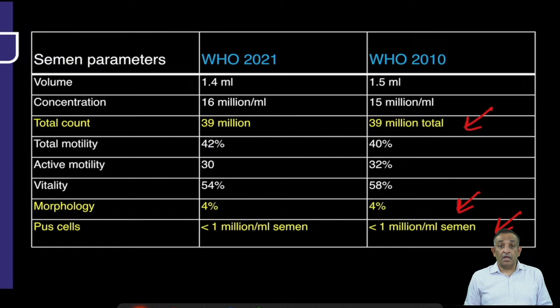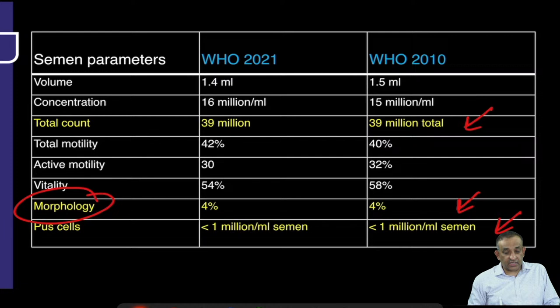By the way, which is the single best parameter used for semen parameters? The single best parameter is indeed the morphology, because even if one normal morphological sperm is there, we can use it for putting it directly into the egg of the lady and give her the own biological child of this couple.